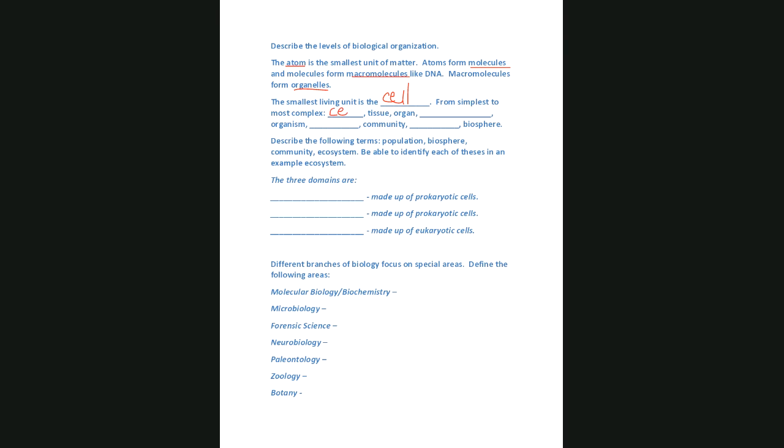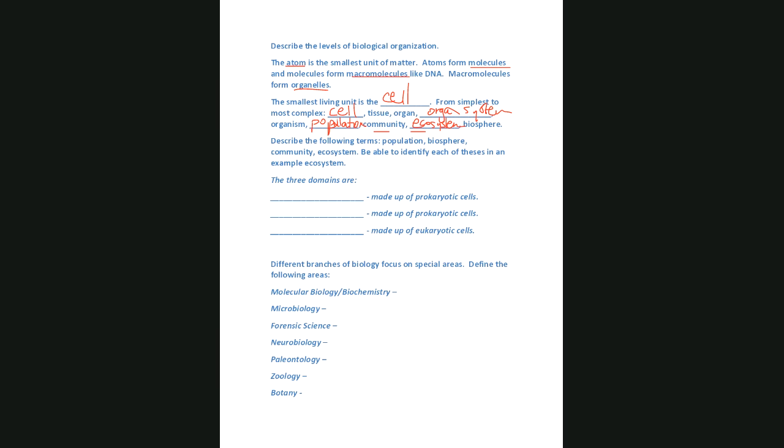After that, if cells come together, they can form tissue. You can have multiple tissues form an organ. Multiple organs form an organ system, which then together can form an organism. At this point, multiple organisms coming together form a population. More than one population forms a community and ecosystem. And finally, biosphere. Now let's talk for just a second about population, community, ecosystem and biosphere.